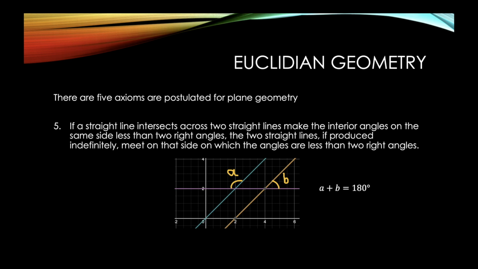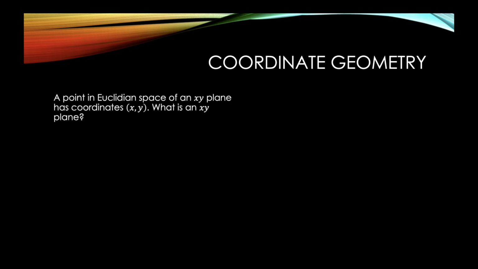Okay, so just bear in mind that this axiom, although it's very wordy, it just explains about parallel lines. Okay, so what is coordinate geometry? A point in a Euclidean space of an xy plane has coordinates x and y.